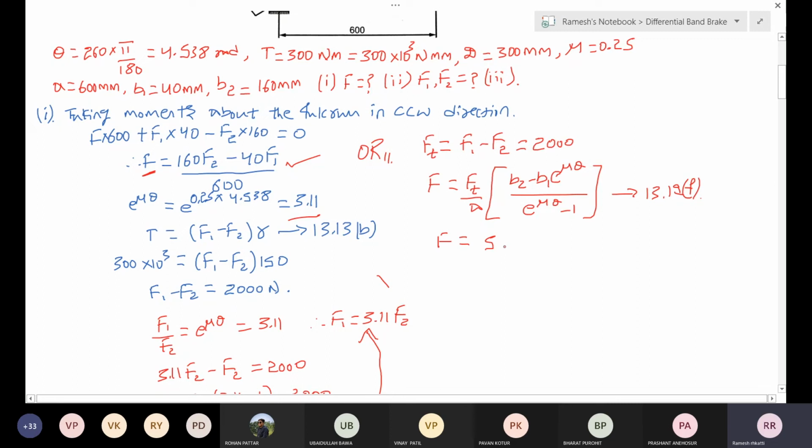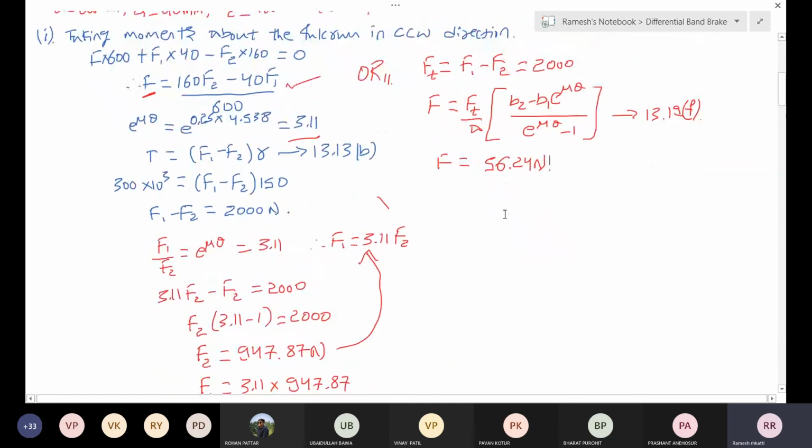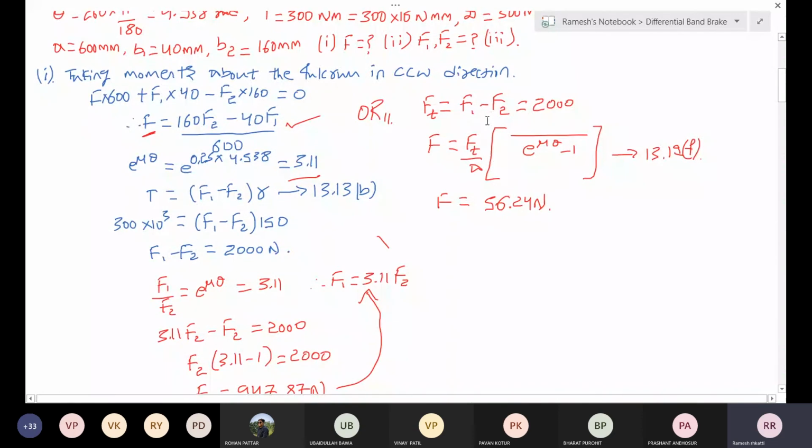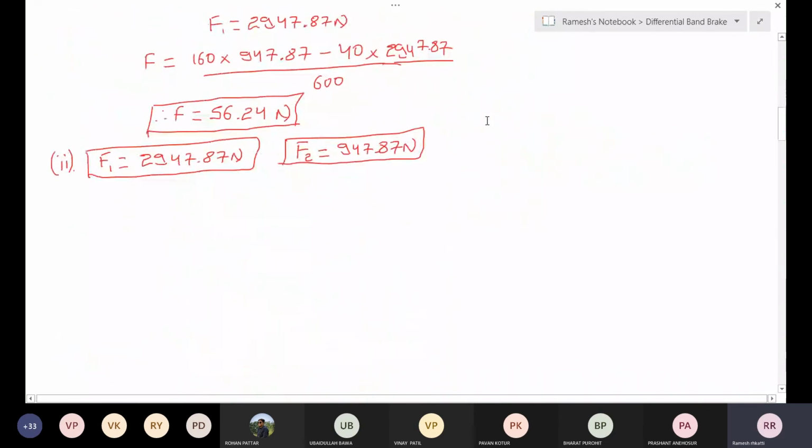You can try that. You will be getting the same answer, 56.24 Newton. Without doubt, you have to get the same answer, 100%. But to do this method also, you need to calculate F1 and F2.